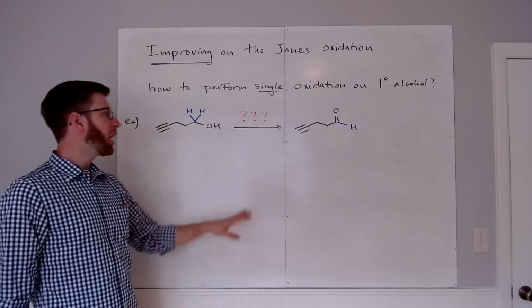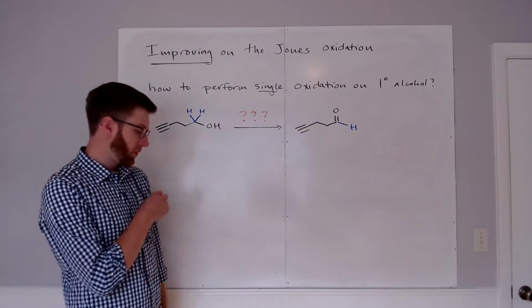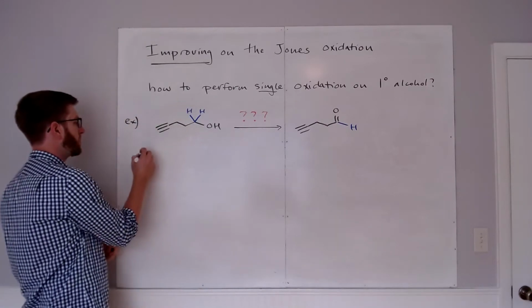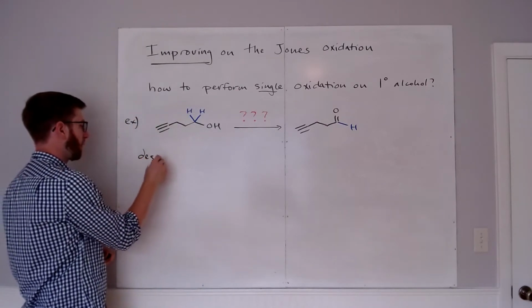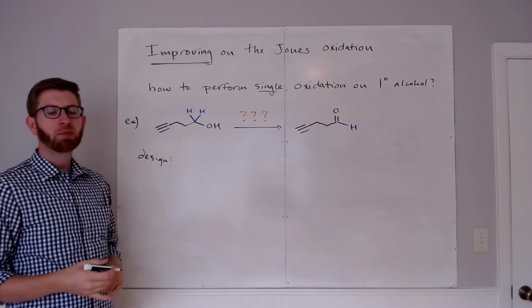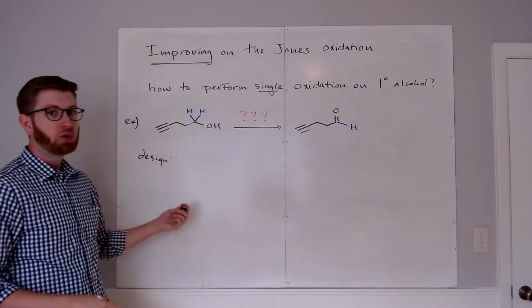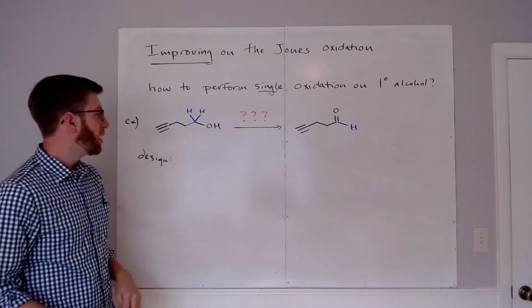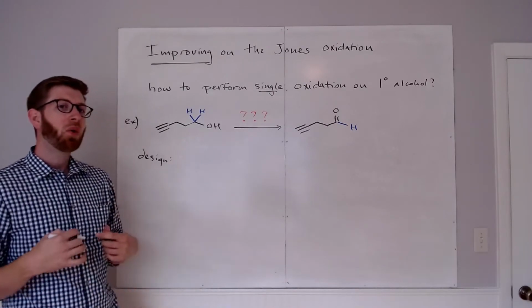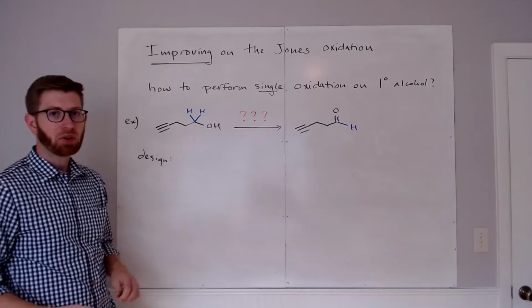So the crux of our problem is to know what types of reagents to use. So let's talk about some design principles here. So you can get a sense for how chemists might go about actually developing sets of reagents to do the reactions that we want them to do. Our design will start by thinking about where the problem is coming from, the problem we're trying to solve.